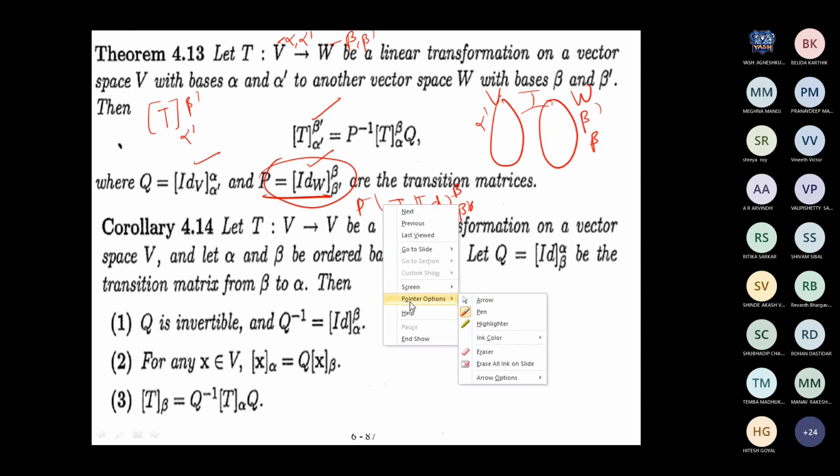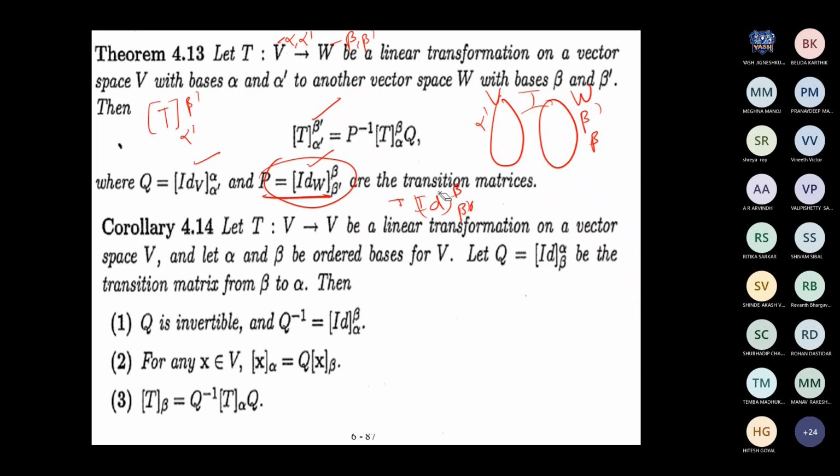1 minute, I'll rewrite. So P inverse will be ID beta to beta dash. Just remember, P is from beta dash to beta. Now, P inverse will be from beta to beta dash. Right? So please do remember this. This statement most probably we will be doing problems based on this one.